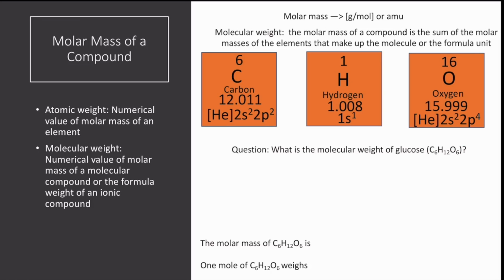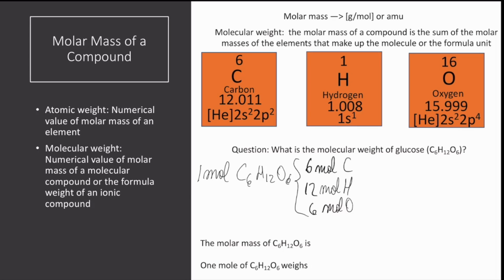So in this case, we're trying to find the molecular weight of glucose. So 1 mole of glucose with this formula has 6 moles of carbon, 12 moles of hydrogen, and 6 moles of oxygen, just from looking at the compound formula. Okay, so we need to find the masses of each one of these number of moles. So to do that, we need to multiply times its atomic weight.